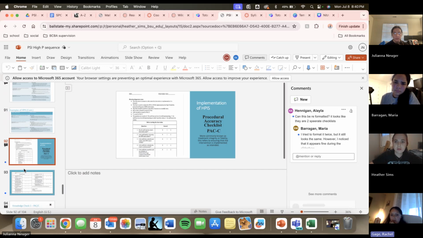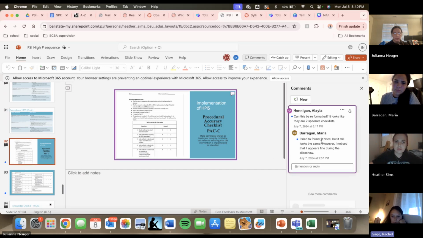Maria, were you able to figure that out, or did you need some assistance on that part? Yeah, well, I deleted and copy pasted again from the Word document, and it still looks the same. But when we add it to the slideshow, it will look like without any errors. Oh, okay. Yeah, I had the same issue with my assessment tool, and I'll reach out to you. I just made it into a PDF and then had to adjust it.